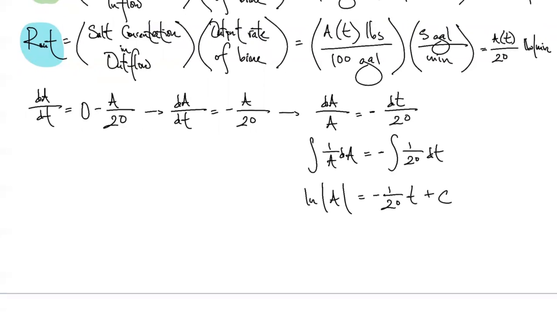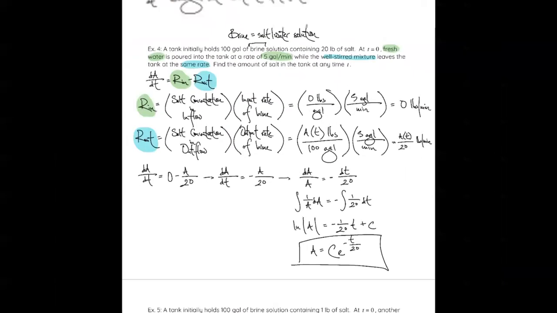We're going to exponentiate both sides. We get A equals C e to the negative t over 20. And this, my friends, is the function that will give us the amount of salt in the tank at any time t.